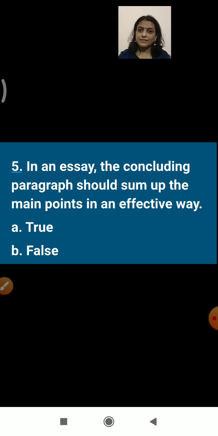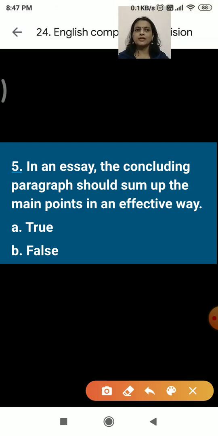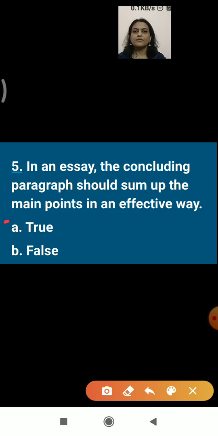Our essay, isn't it? So in an essay, the concluding paragraph should sum up and wind up the main points in an effective way. Yes, we have to do that, right? Means we have to end it, the climax. So we are going to just end up. So here the fifth question says, in an essay, the concluding paragraph should sum up the main points in an effective way. Yes, it is true, right? So the option here, fifth one, is true. Okay? Okay.